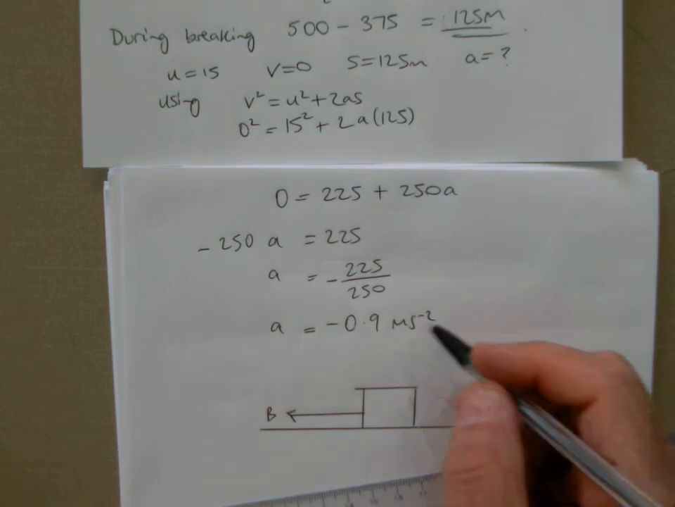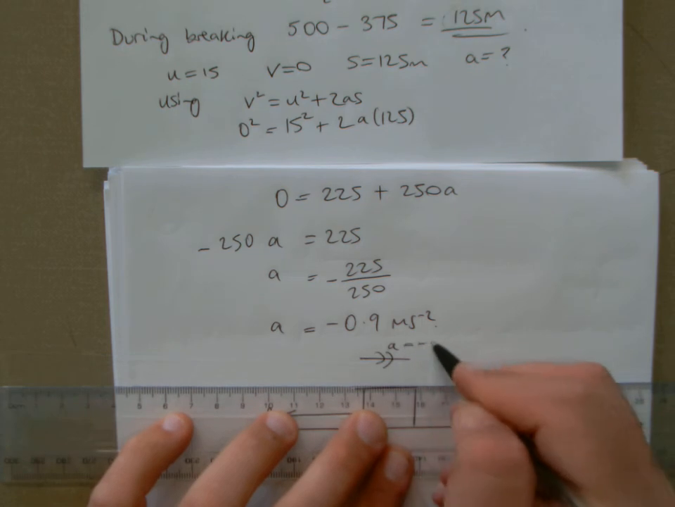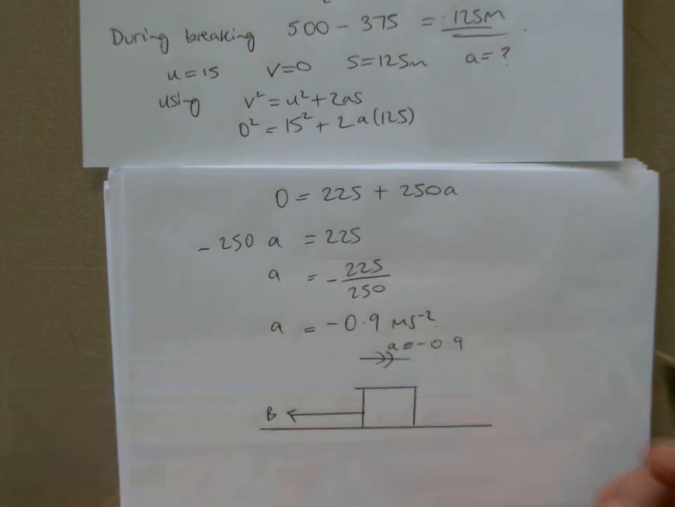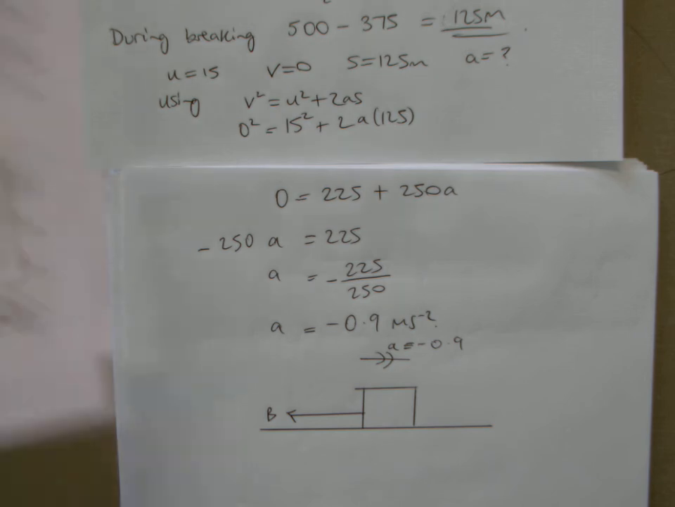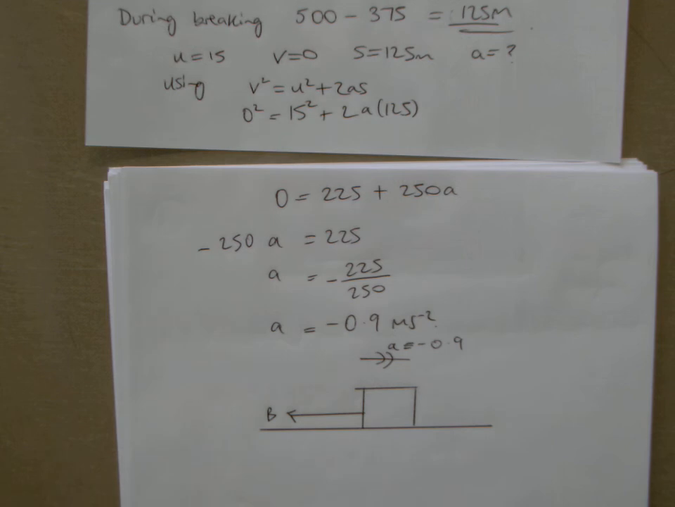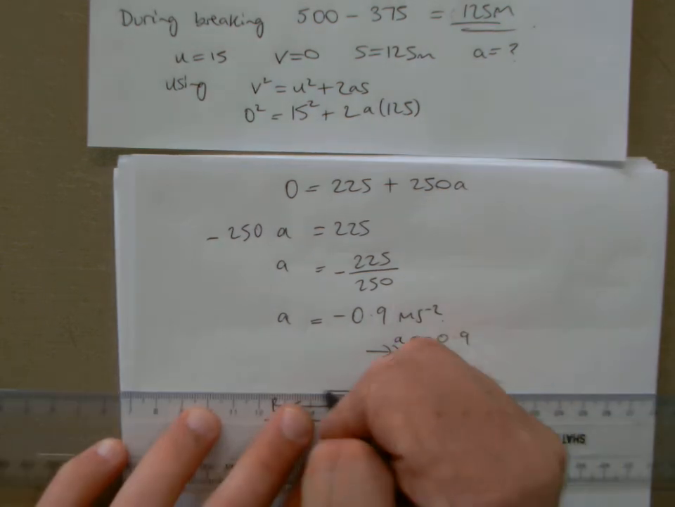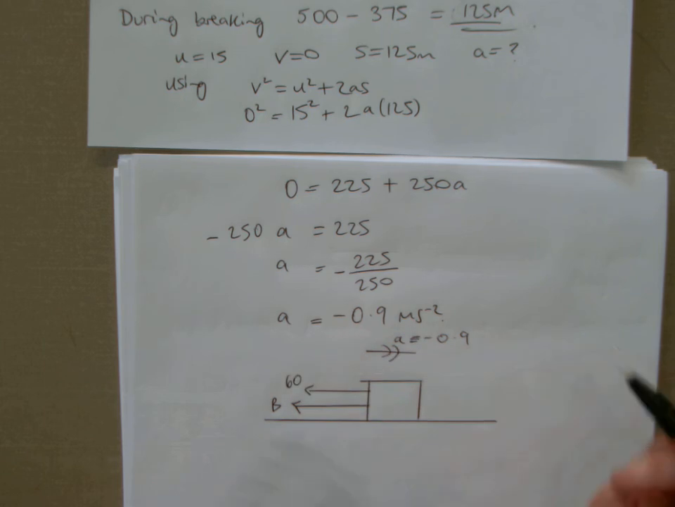And we can use Newton's second law. We could still put accelerating that way because that's the direction it's going in, but it's going to be minus 0.9. It's actually decelerating, isn't it? That's the direction it's going in. However, that's not the only thing we need to consider. We need to remember as well that it experiences resistance to motion, which is constant throughout the journey. Don't forget, it still experiences this resistance, R, which we worked out in the earlier part, to be 60.